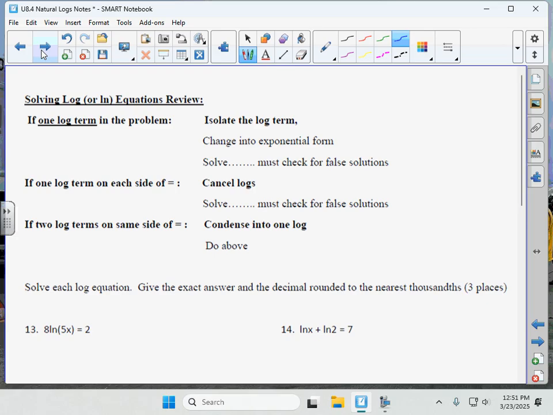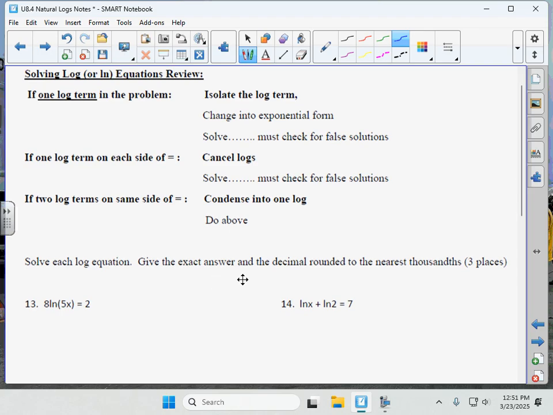All right, so solving ln equations. Again, similar to what we already did in, I believe, 8.2. Okay, again, this is just kind of a review. When there's one log in the problem, you're going to isolate the log term, change to exponential, and then solve for x. You do have to check again, make sure you don't get false solutions or extraneous solutions. When there's one log term on each side of the equal sign, cancel the logs out and then solve it. Again, check. And then if there's two logs on the same side, condense into one log first, and then you'll either change to exponential form or you'll cancel the logs out on each side of the equal sign. And then again, make sure you check.